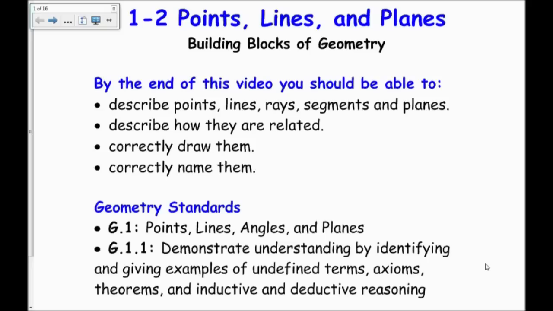This section is about some of the building blocks of geometry. And in this section, we will talk about how to describe points, lines, rays, segments, and planes. We will describe how they are related. We will learn how to correctly draw them and correctly name them. In this section, we will cover two geometry standards, G.1 and G.1.1.